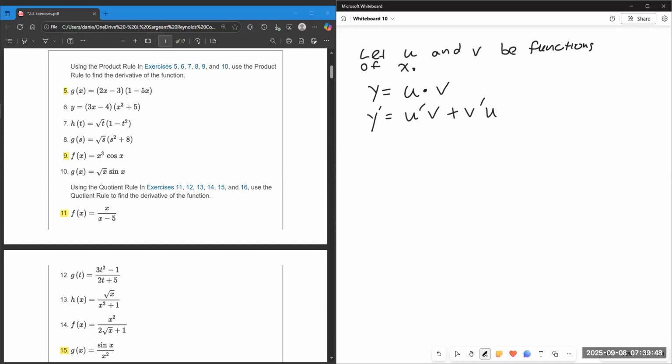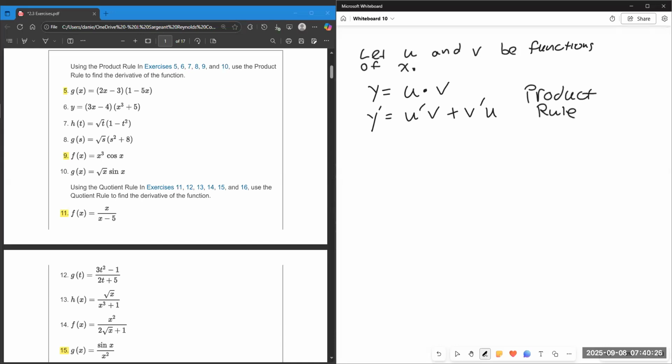Your book may write that a little differently because it may differentiate second or write these terms in a different order or something like that. It won't matter because of the commutative property of multiplication and addition. This is just how I learned it, to always differentiate the first one first and then differentiate the second one second. It's easy for me to remember that. So that's how I always write it out. And the quotient, so this is the product rule because it's a product of two functions.